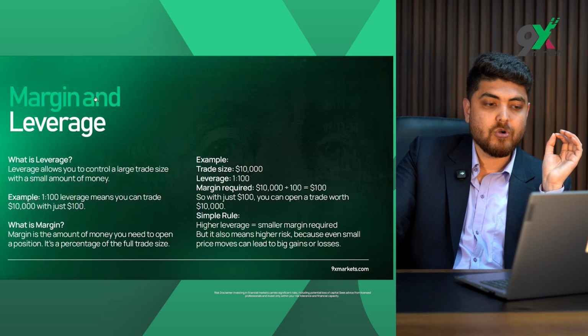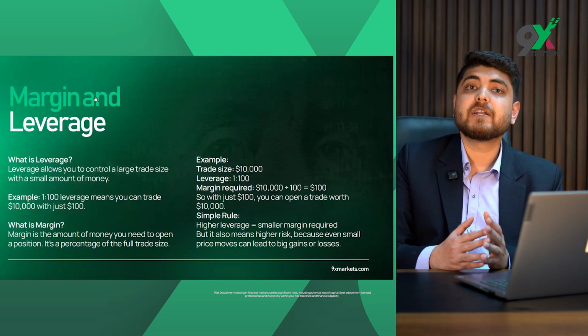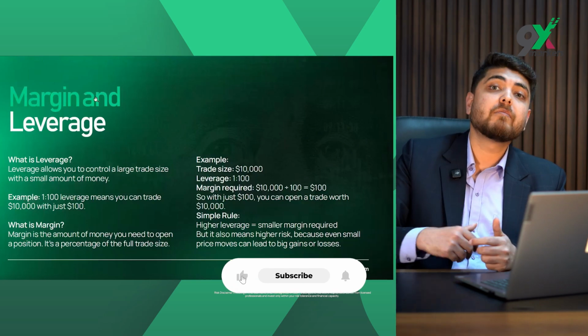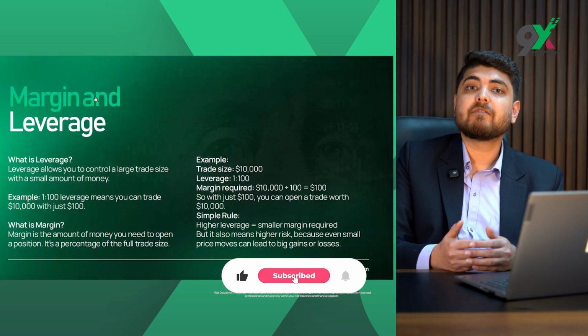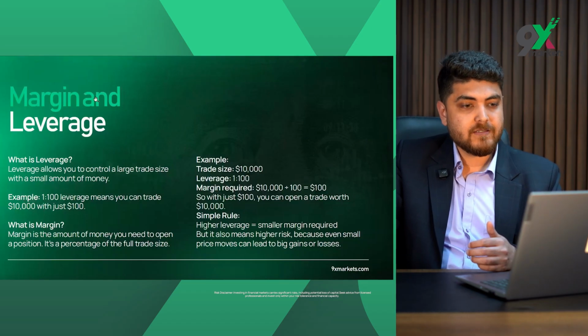It's a percentage of the full trade size. So basically you should have enough margin that you can open the position. Sometimes you have multiple positions open and you don't have enough margin to open another one. What do I mean by this? Just look at this example.